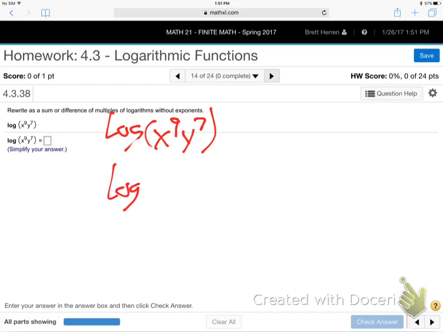What do they want me to do? Write as a sum or difference of multiple logs. You get the idea. Basically, if they give you 1 log, they want you to make it more than 1 log. If they give you more than 1 log, they want you to make it 1 log. It's just back and forth. They're just playing the game back and forth. So here they're giving me 1 log. Can you make that into 2 logs? The last problem, they gave me 2, and I made a 1, right? We're just doing the properties back and forth. So let me let you try that.